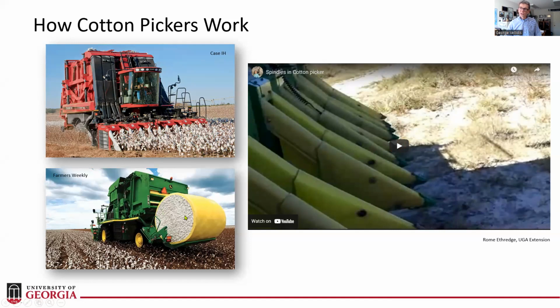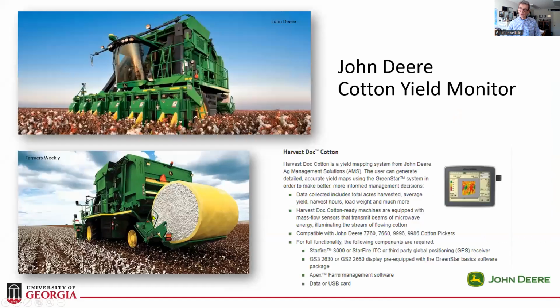It's processed through the machine and ends up at these big round bales of lint and seed that later go to the gin to be processed. The machines were equipped with a John Deere cotton yield monitor. So here you can see the GPS system on the front of the cab. The actual sensors themselves are located behind these ducts.